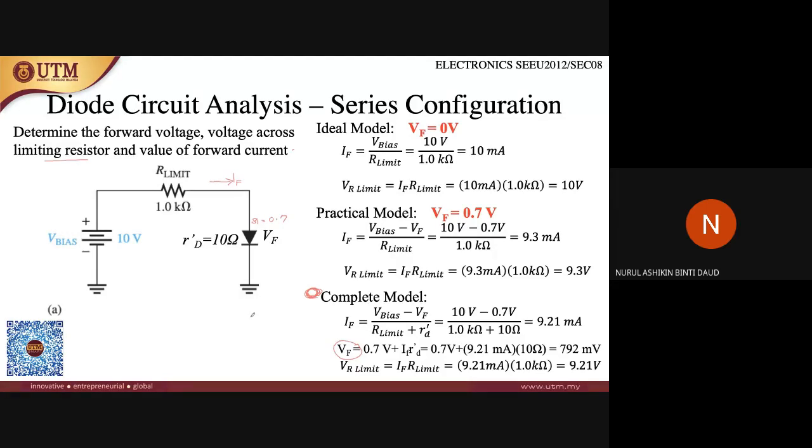So remember, for the ideal model, we don't assume a barrier potential value. We assume that the barrier potential value is 0. For the practical model, we will take into account the barrier potential value, which is 0.7.